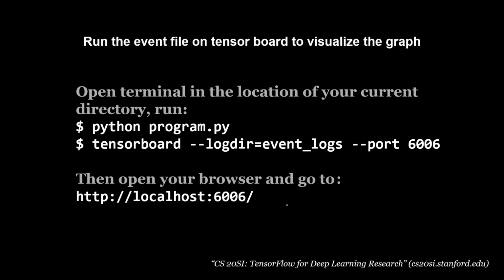And then how can you use TensorBoard to visualize it? First, you open your prompt or terminal where your working directory is. You run your Python program, and once you have run it, the event file will be created. Then from there you execute TensorBoard with the log directory and the port, and then in your browser you open this and you'll see it. So let's do this in a Jupyter notebook.